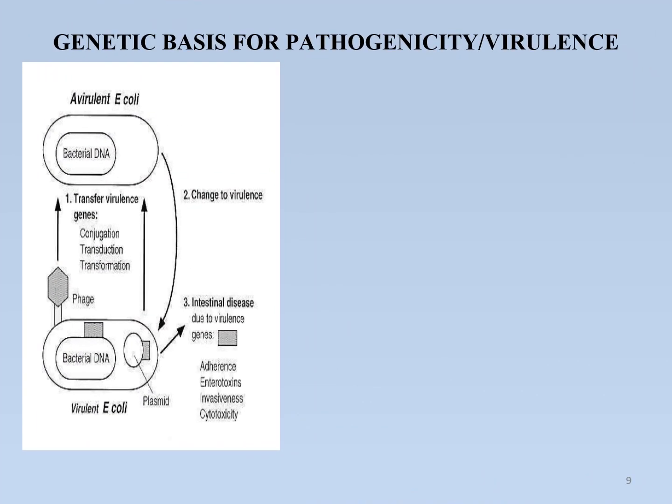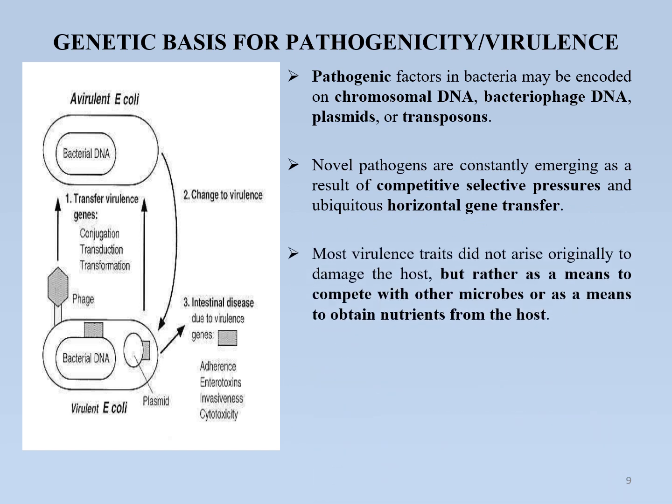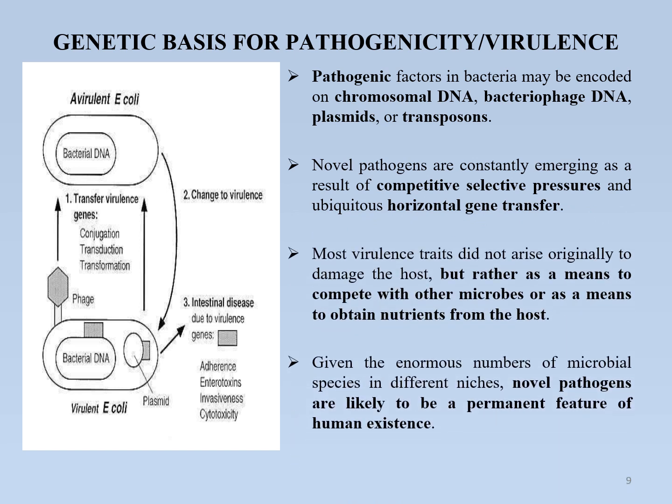Now, the genetic basis of pathogenicity or virulence. In this context, pathogenic factors in bacteria may be encoded on the chromosome, by bacteriophage DNA, or on a plasmid or transposon. Novel pathogens are constantly emerging as a result of competitive selective pressure, as they find themselves in different environments. In the process of trying to adapt, they evolve into new or emerging strains.